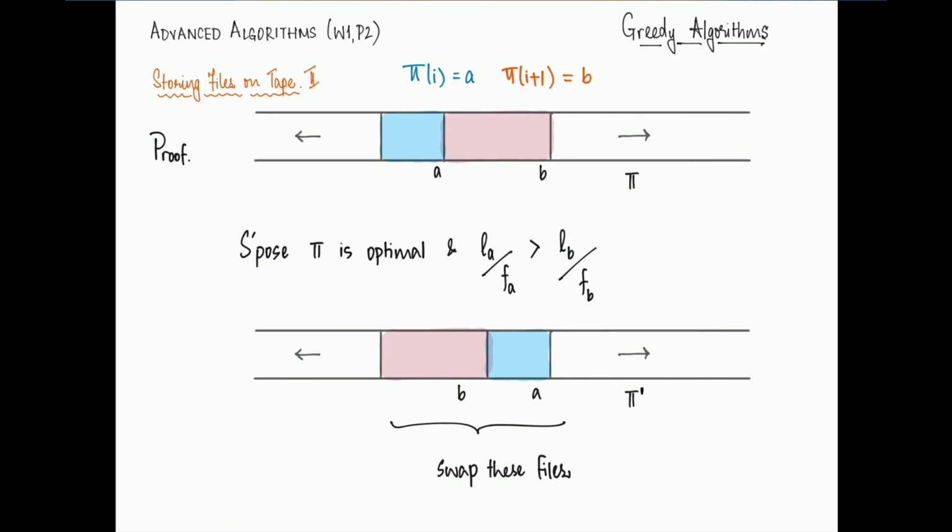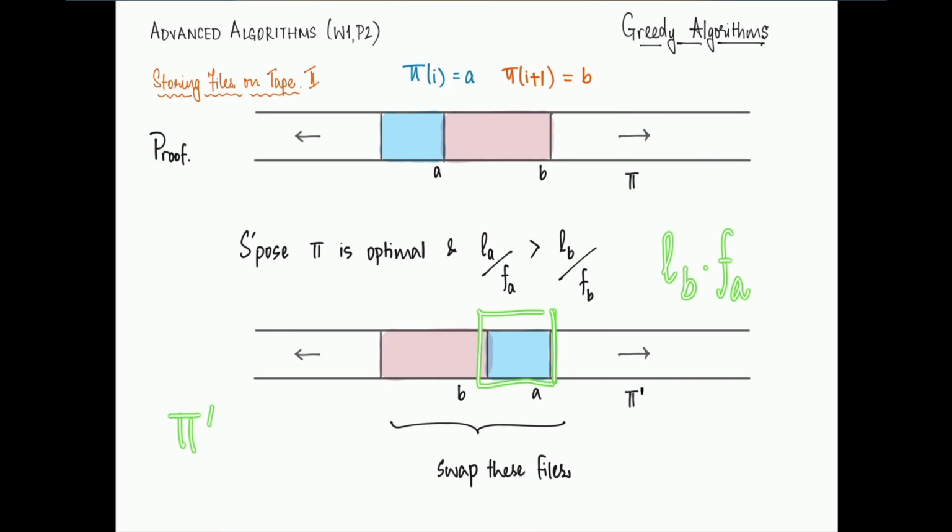If you just look at this picture, you can probably see that the cost that you pay in the new ordering, and let me call that pi prime here, is going to be extra for the file A. You're going to pay an additional cost of LB times FA. So for every time that you access the file A, and that's going to happen FA many times, you're going to have to go over the file B, which you didn't have to do before, right?